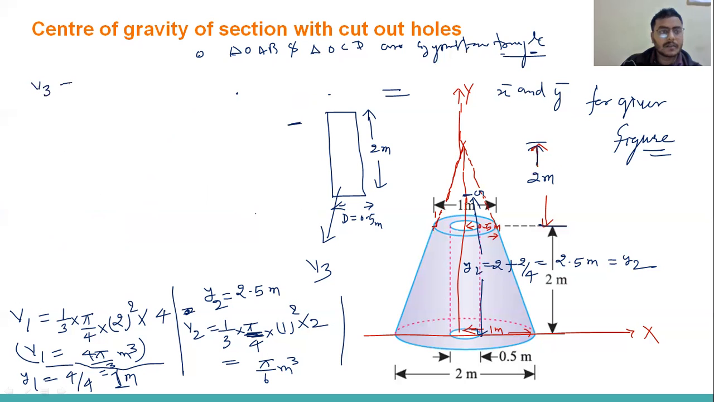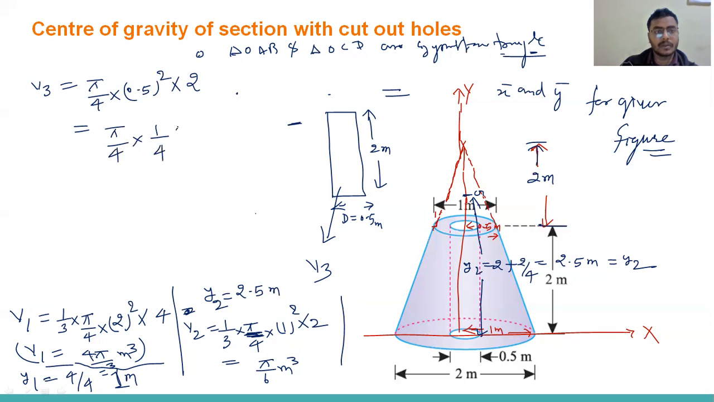Now V3, what is V3? V3 is the volume of the cylinder with a diameter of 0.5 meter. So volume of cylinder we can write pi by 4 into d square, that is 0.5 whole square, into total height. The height of the cylinder is given as 2 meter, so into 2. You can get pi divided by 4 into 1 by 4 into 2. So you will get pi by 8 meter cube. What will be the y3?